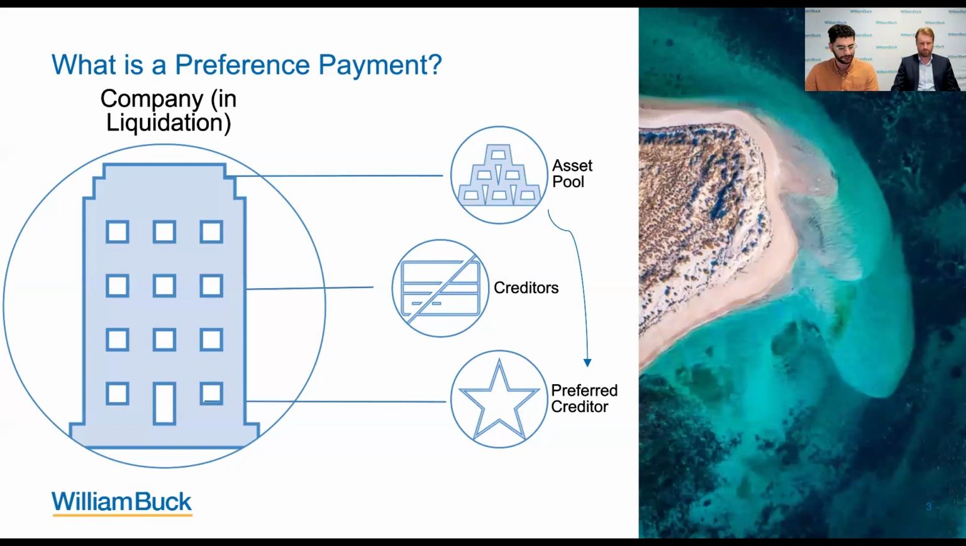So what happens is it falls on the duty of the liquidator to collect these preference payments and then to distribute the monies proportionally to all the company's creditors. As you can see there, in a company in liquidation, you've got the asset pool, the creditors and the preferred creditor. If a liquidator deems that some of those assets have gone to a preferred creditor through a preference, he or she can claw those back and distribute those to creditors more evenly.